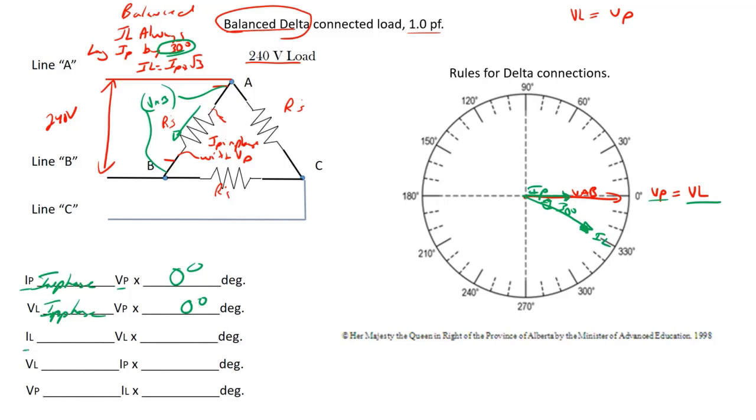Next thing we got here is I line blanks V line. All right, well, I line is there, V line is up here. So I line in this case would lag V line by 30. Next one is pretty much the same question as the top one here. V line, well, that's the same as V phase. Blanks I phase, well, in phase, it's the same. Zero degrees. The next one, V phase to I line. Well, that would be leading, because we're starting the sentence with V phase. Leading by 30. That one good? Okay, let's move on to something with some power factors here.